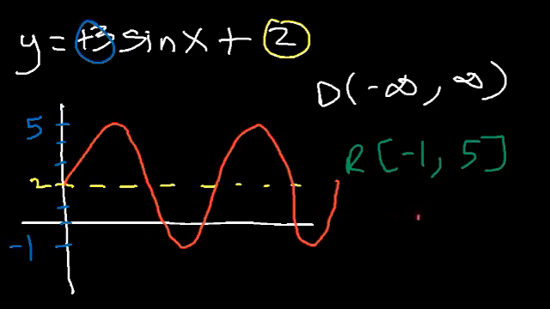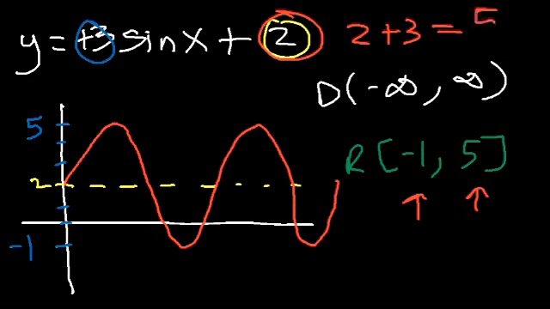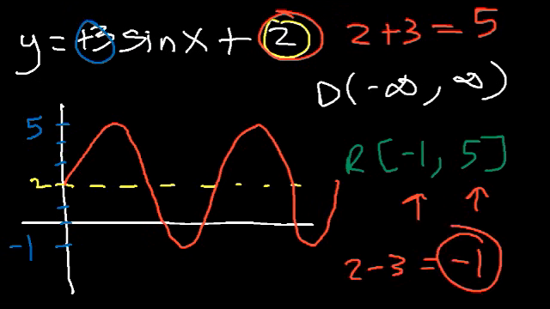So here's how you can find the values for the range. Start with this number. It's going to be 2 plus 3. That's going to give you the upper limit, which is 5, and 2 minus 3 will give you the lower limit, which is negative 1.